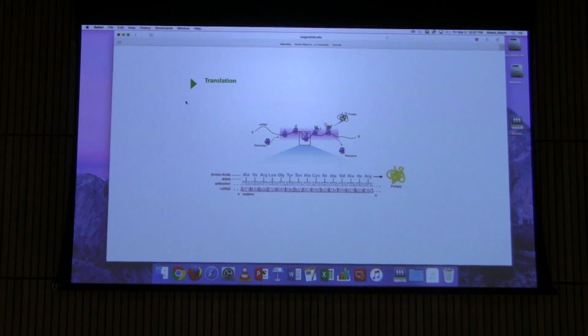Another thing to remember about translation is that translation occurs exclusively in the 5' to 3' direction. So you've seen DNA replication, you've seen transcription, and now you've seen translation occurring 5' to 3'.